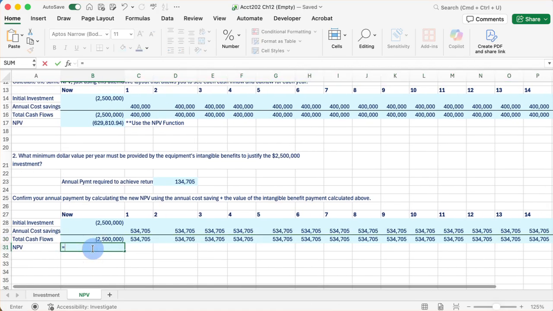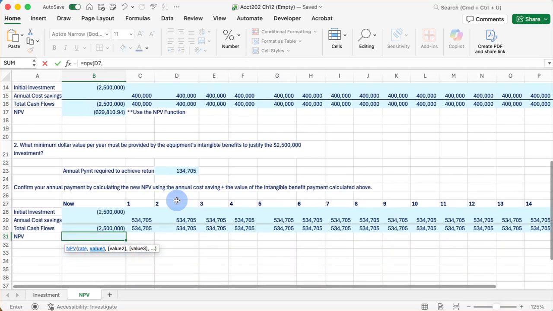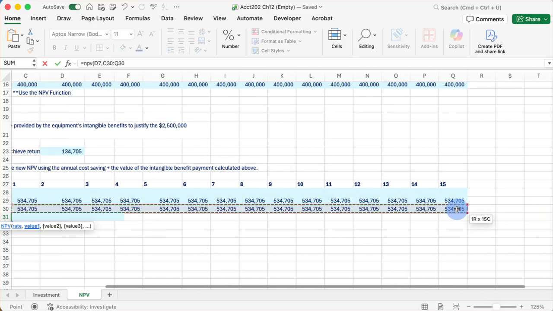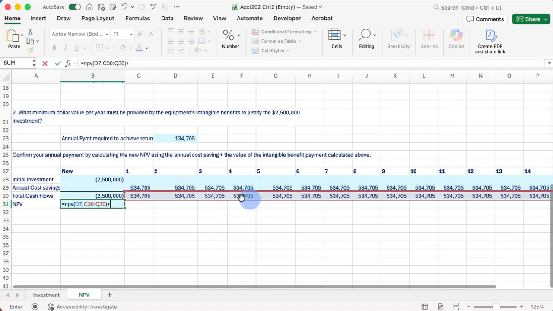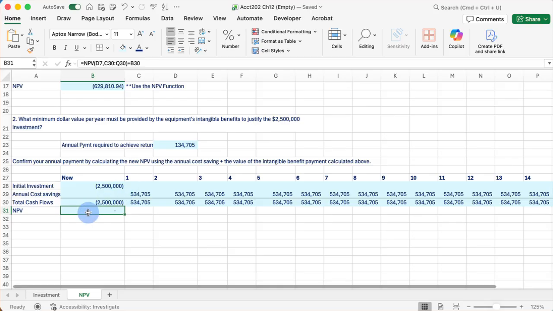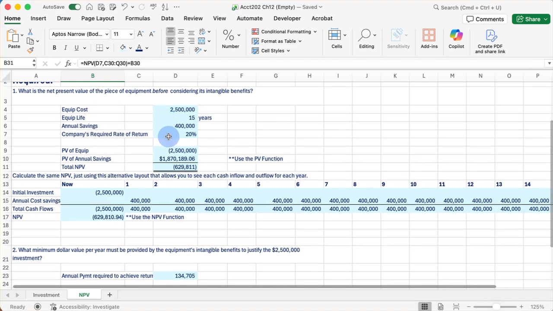And then use our NPV function: equals NPV, open parentheses, rate of 20%, comma, all of our inflows, close parentheses, plus our outflow, and that gives us 0. And so that confirms that if we have intangible benefits of $134,000 a year, making our annual cost savings $534,000 total, that we will have an NPV of 0. So we'll be at exactly the 20% return that was required.